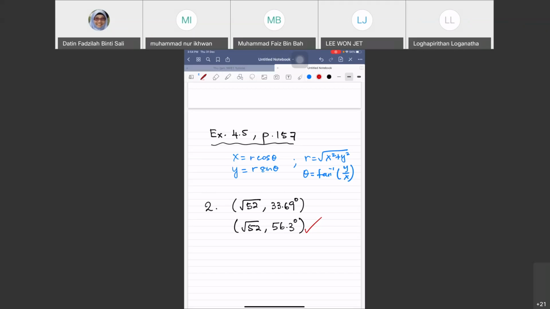Oh, okay, thank you, madam. Madam, if I put 56 only, can or not? Can. Unless the question mentions nearest degree, then it's 56. If it doesn't mention, you can give 56, or 56.3, or 56.31, or 3 decimals, 4 decimals, it doesn't matter. Okay. Then question 3.